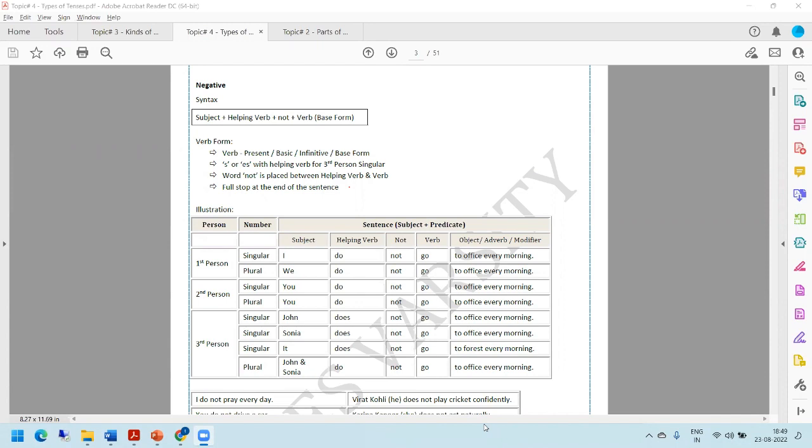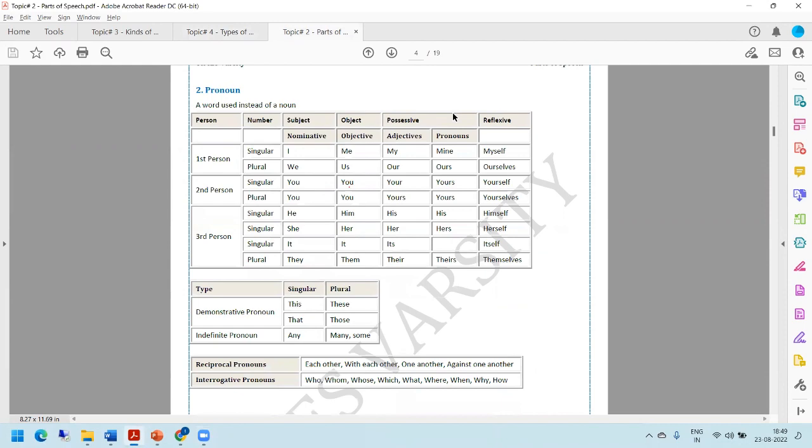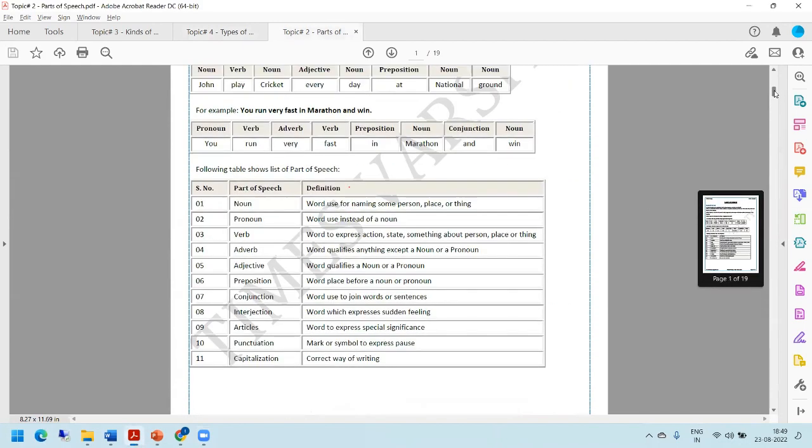Sir, in the topic present indefinite and past indefinite and future indefinite, sir, you said I'm confused about future perfect, because present may be perfect, past may be perfect, but how can we say future will be perfect? Meaning it's not okay.